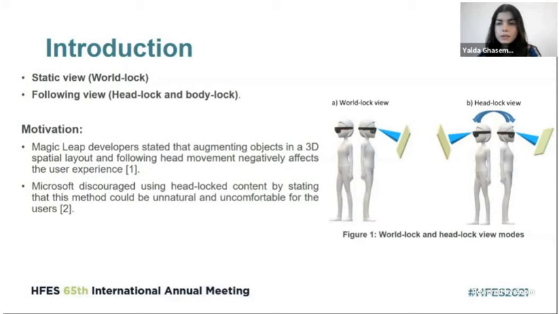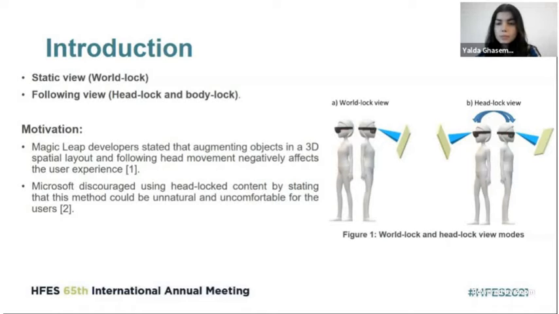Now, there are basically two types of information presentation in AR-mediated technologies, including a static view and a following view. The static view is also called world lock, where digital content is placed in a fixed position in the AR environment. And the position of the AR elements doesn't change while the user moves around the scene.